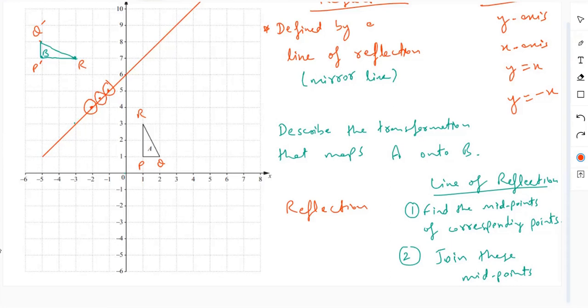Brish, we are doing transformations. Yes, this is much easier than that. Exactly. This is much easier and quicker than perpendicular bisector. Find the midpoints and join those midpoints. Okay. And that's your perpendicular bisector.